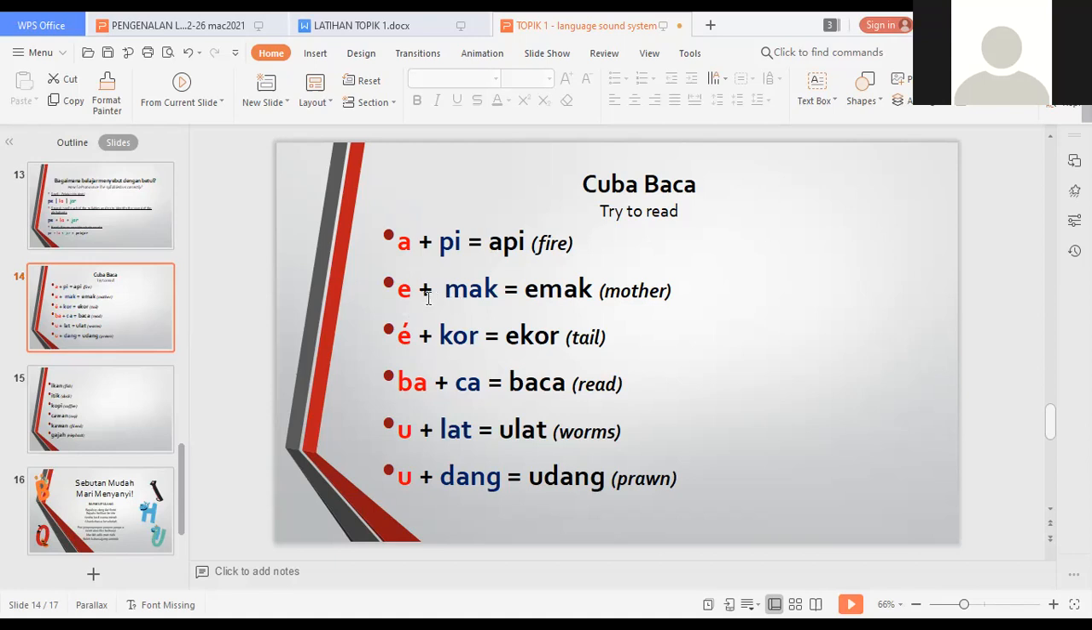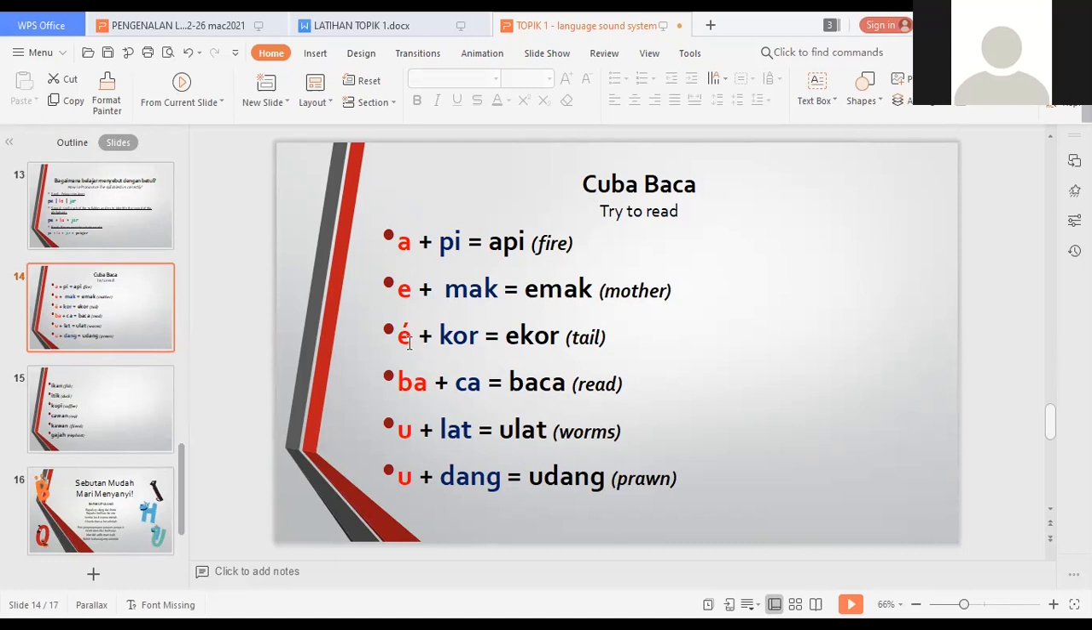Okay, Tahir, when you spell E, you have to make a sound first. E, E, M, A, K, mark. Yeah, mark. Okay. Not a mark. The sound E is E. Mark. Yes.